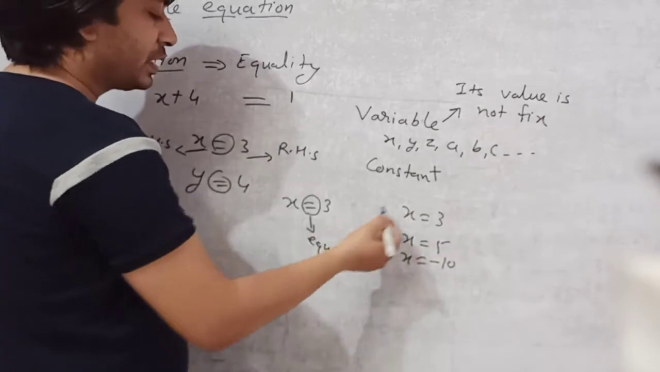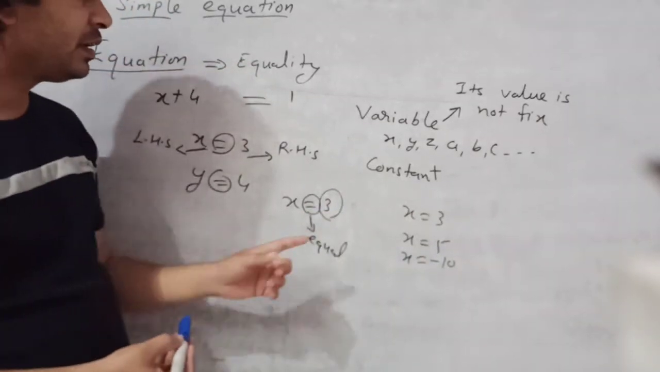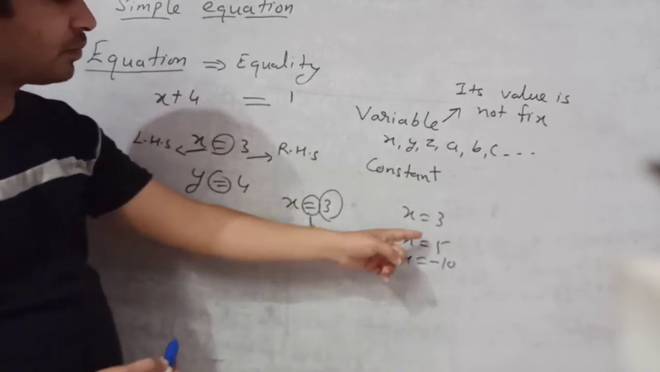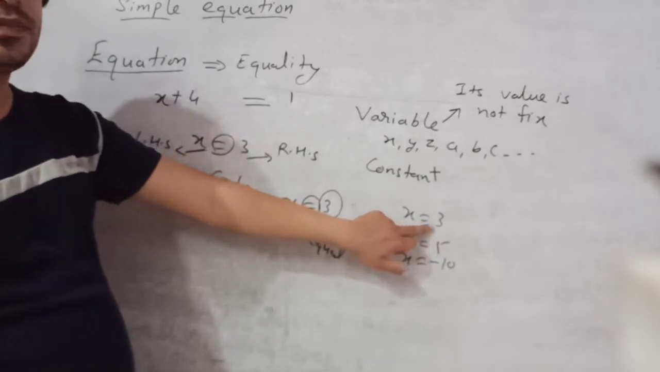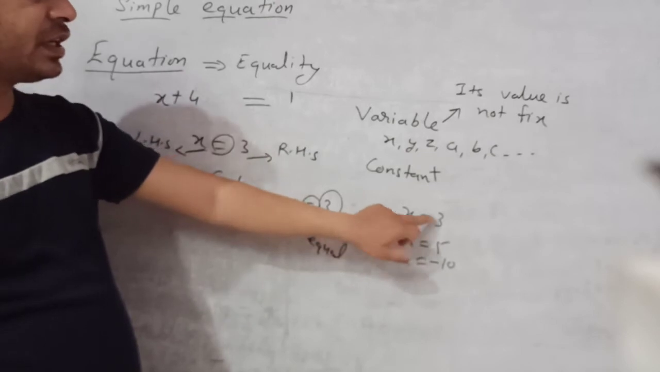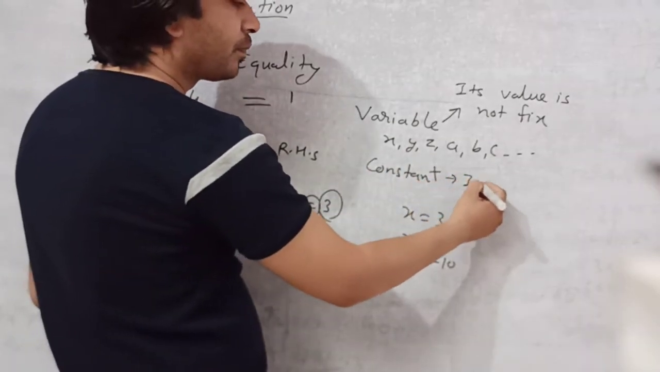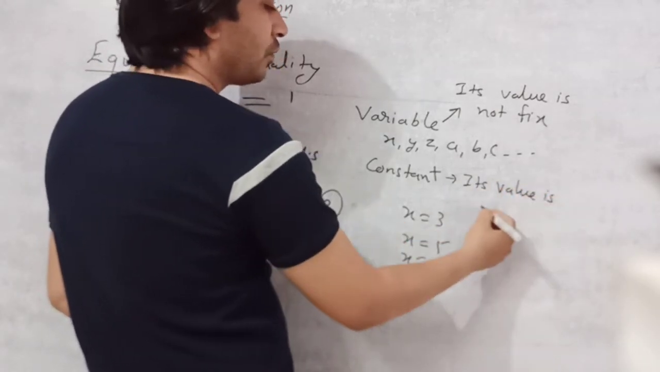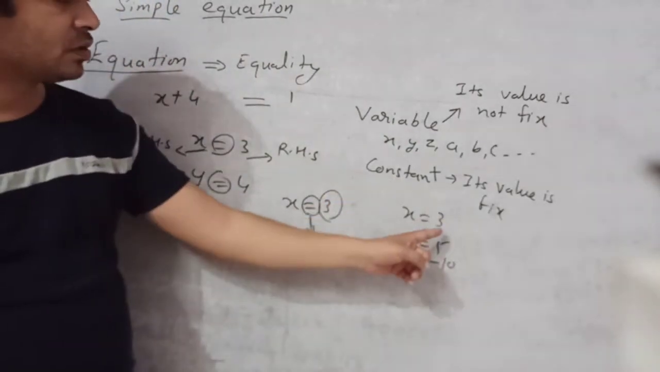And what is a constant? This 3, the numbers which are written, are known as constants. So here 3 is a constant, 5 is a constant. Why? Because 3 will not change. 3 will remain the same. That number is not changing, that's why it is known as a constant. Its value is fixed.